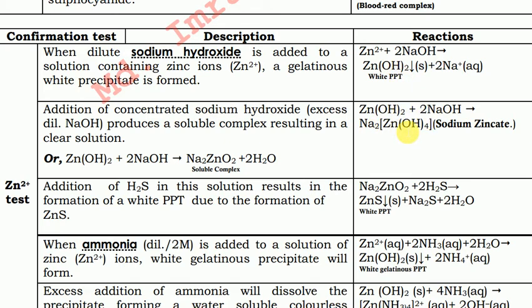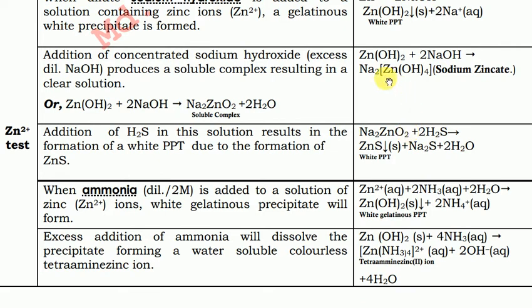Excess amount of sodium hydroxide will react with the PPT and will form a soluble complex which is known as sodium zincate. Then after the complete dissolution of the zinc hydroxide PPT due to the formation of sodium zincate, we have to apply hydrogen sulfide gas in that test tube. Hydrogen sulfide gas will react with the soluble complex Na2ZnO2, or sodium zincate, and will produce zinc sulfide.